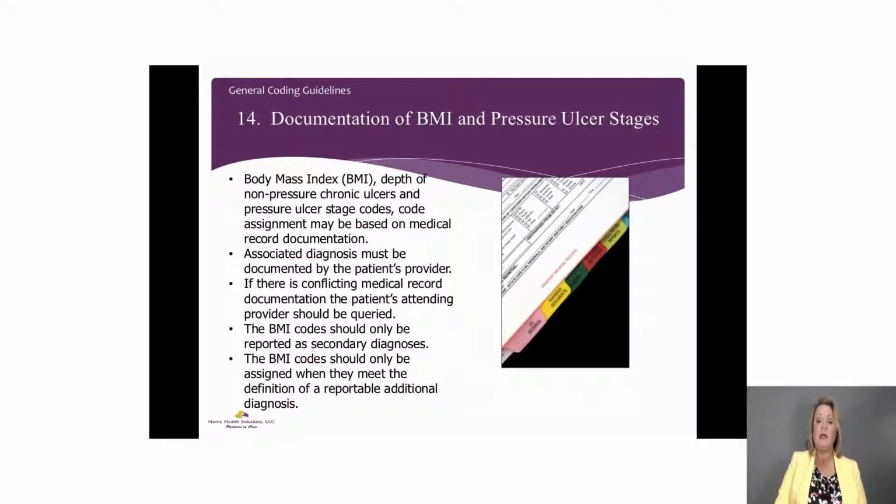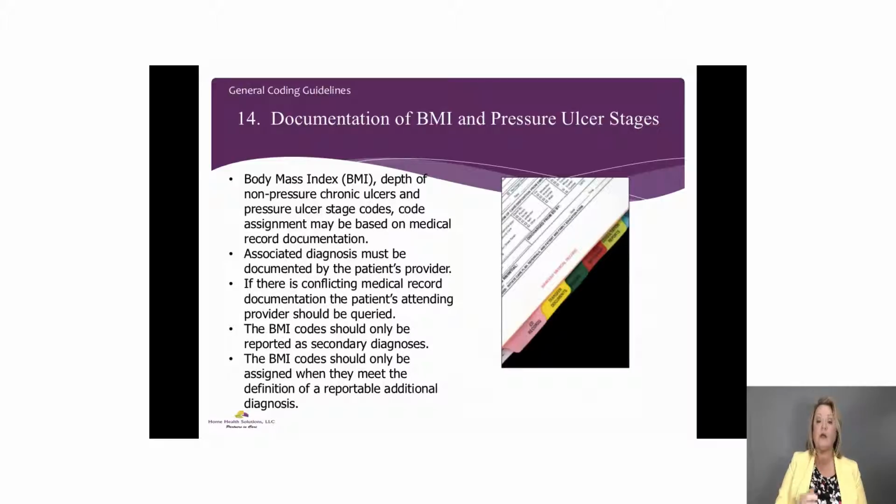Now with your BMI, your body mass index, you can take the height and weight and figure out what the BMI is, and then assign the code for that. Now the doctor has to state that the patient is obese or morbidly obese or underweight, but you can assign the BMI. If there's conflicting information in the medical record and what your clinician says, you're always going to have to query the physician for further documentation.